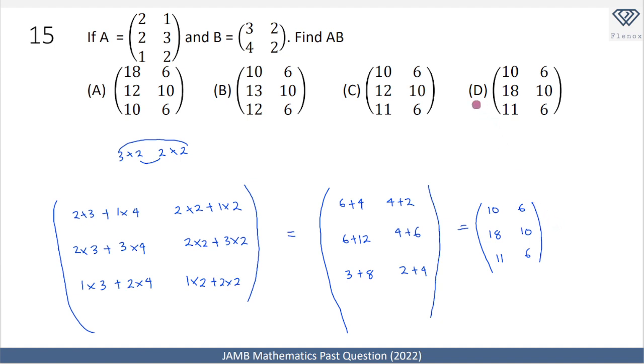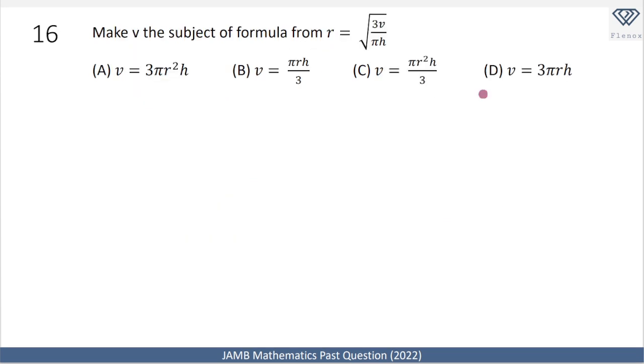Option D. So again, matrix multiplication is very easy, but it can be confusing to know what you're supposed to multiply with what. So if you are struggling with this, I will encourage that you watch our video on matrix multiplication. So let's move on to the next question, question 16, which says we should make V the subject of the formula.